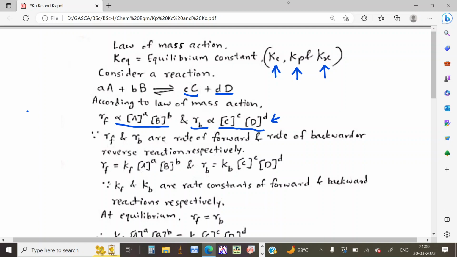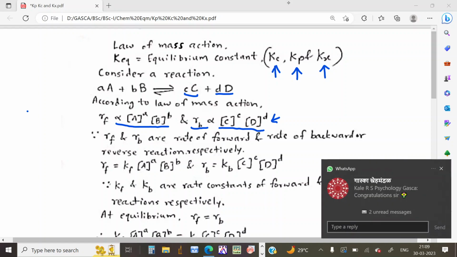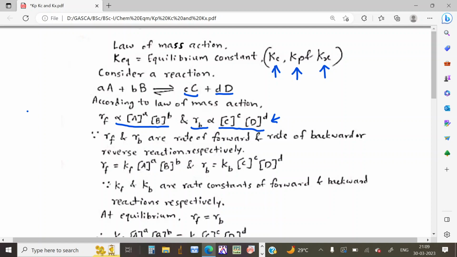Now, Rf and Rb are the rates of forward and backward or reverse reaction. So, the rate of forward reaction, Rf, is equal to Kf into concentration of A raised to a into concentration of B raised to b. For the reverse or backward reaction, the rate of backward reaction Rb is equal to Kb into concentration of C raised to c into concentration of D raised to d.